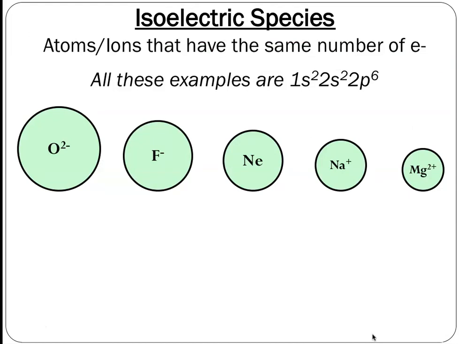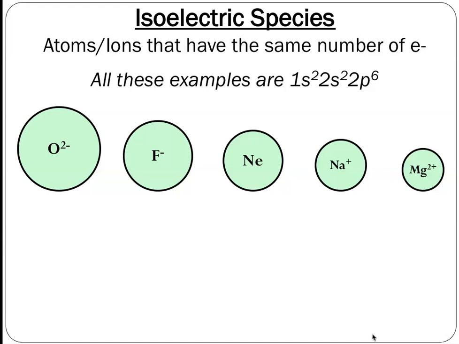Isoelectronic species. Pretty straightforward here. Atoms and ions that have the same number of electrons. All these examples have the same configuration as neon. And as you can see, they all are different elements, and they all have a different number of protons.